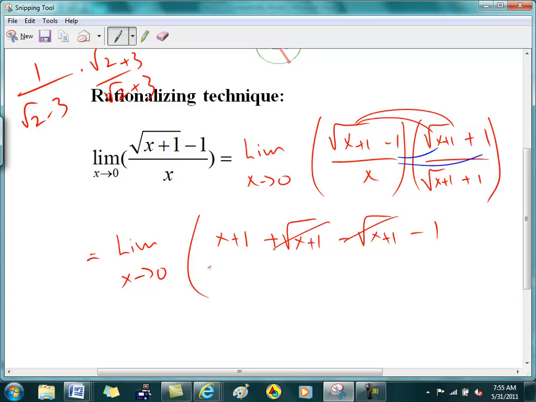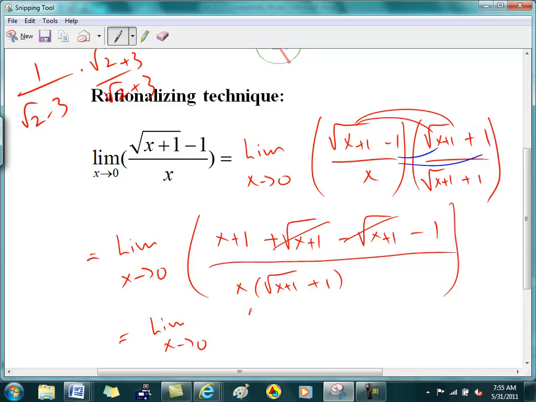Okay. What happens downstairs? So you get x times square root of x plus 1 plus 1. It's not so much a question of getting rid of the square root sign. It's getting rid of this minus sign here, because it's this minus sign that makes the numerator 0. Does everybody see that? You get square root of 1 minus 1 that gives you a 0. So now what do I have upstairs? I have limit x goes towards 0 of x. Does everybody see that? Yeah?